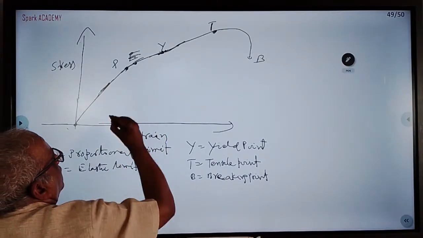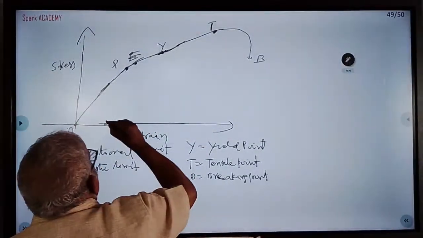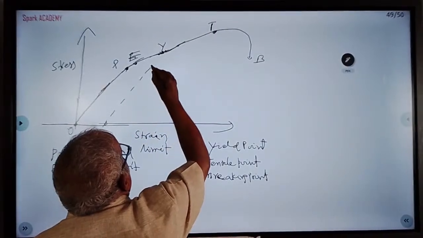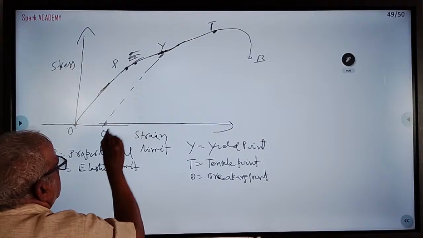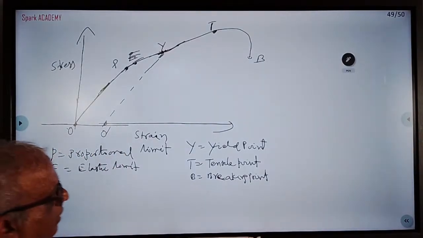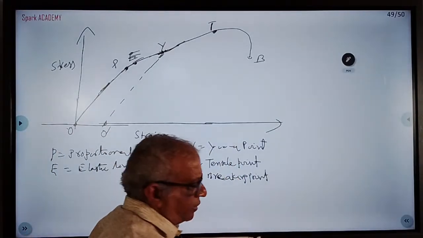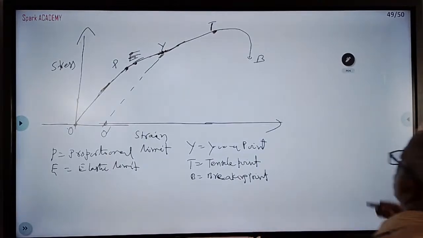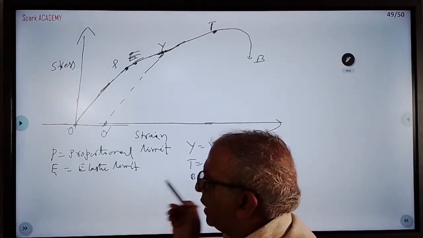At yield point, if you withdraw force, this is called O dash, the permanent set. This is the graph, the behavior of wire under gradually increasing load. Okay, students, one by one, what is the meaning of proportional limit?